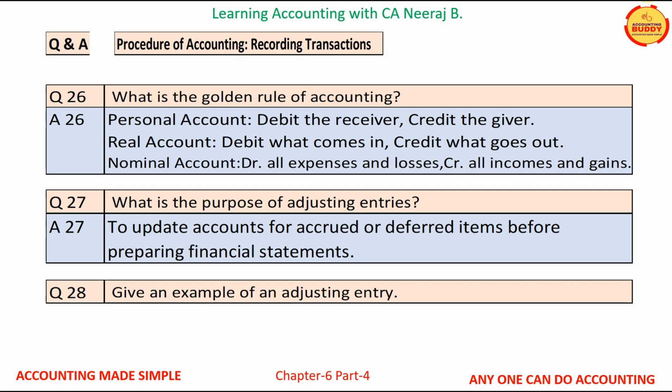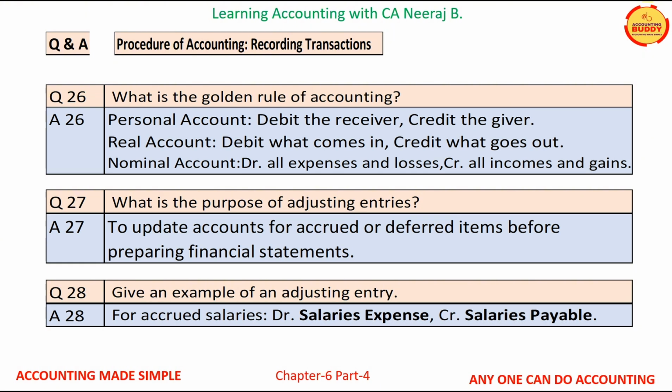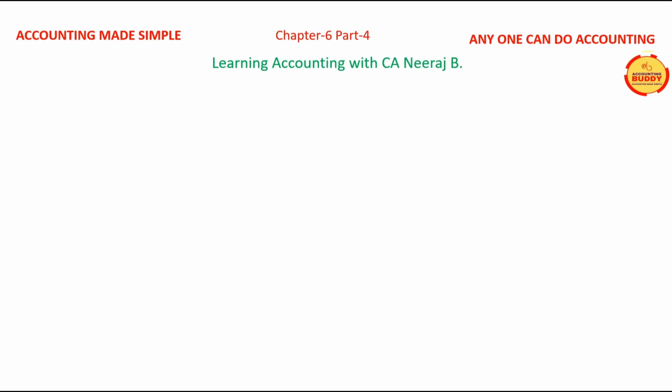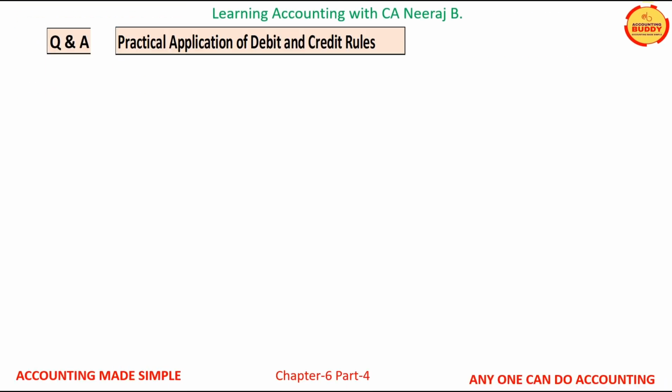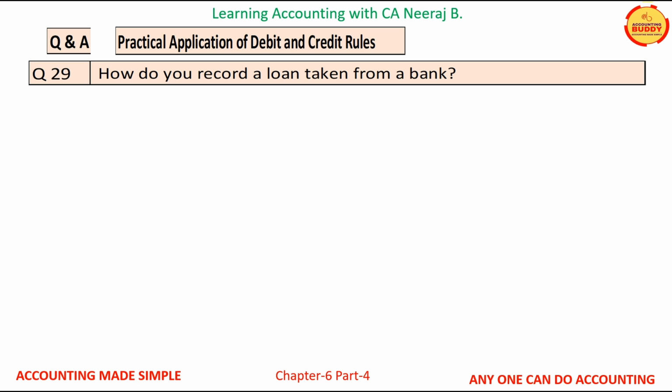Question number 28. Give an example of an adjusting entry. The answer is the entry for accrued salaries, and the entry will be debit salary expenses and credit salary payable account. In this section, we will take up the questions and answers related to the practical application of debit and credit rules. Question number 29 is how do you record a loan taken from a bank?